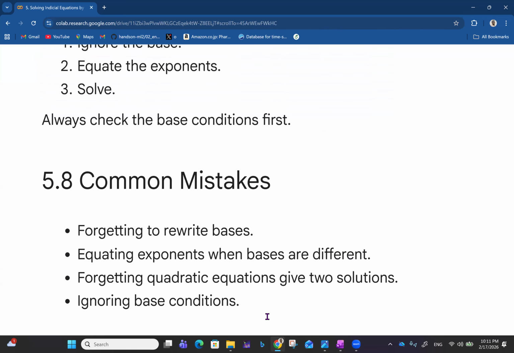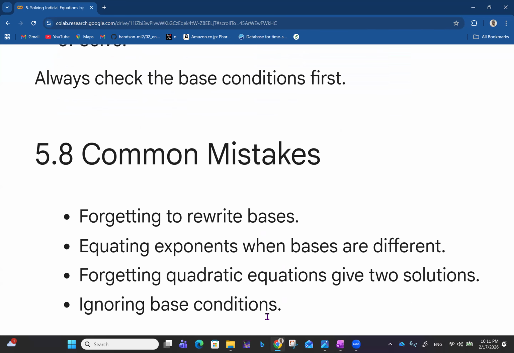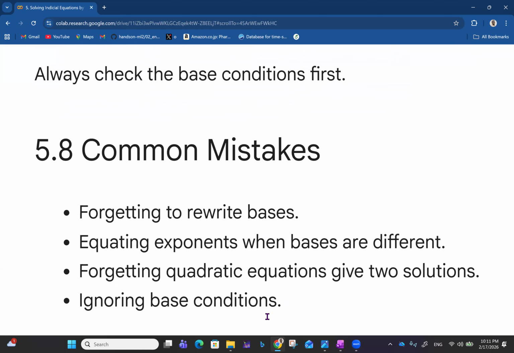Then common mistakes: forgetting to rewrite bases. If the bases are not the same and you just equate, you're going to have a problem. Then equating exponents when bases are different. If the bases are different, you cannot equate the exponents. Then forgetting quadratic equations give two solutions. In a case like x squared equals 5x, you could easily divide through by x, and then you lose one solution automatically. So don't cancel out anything.